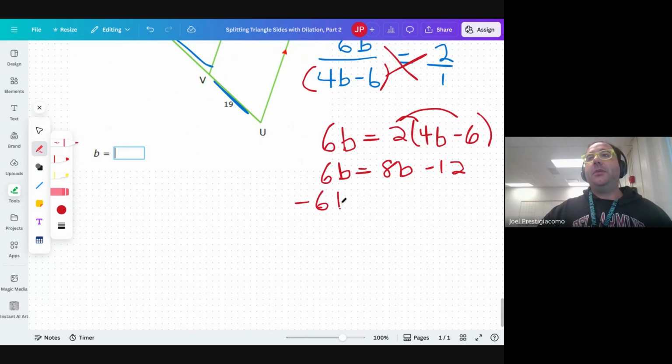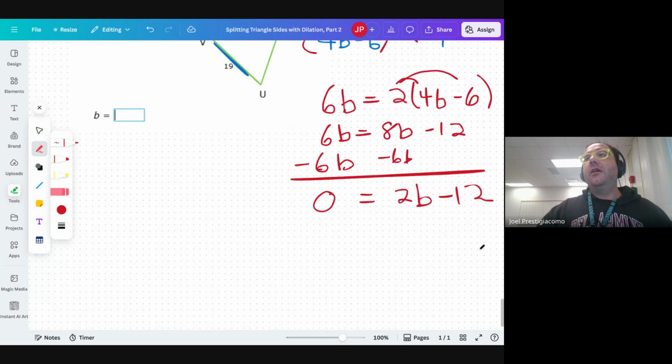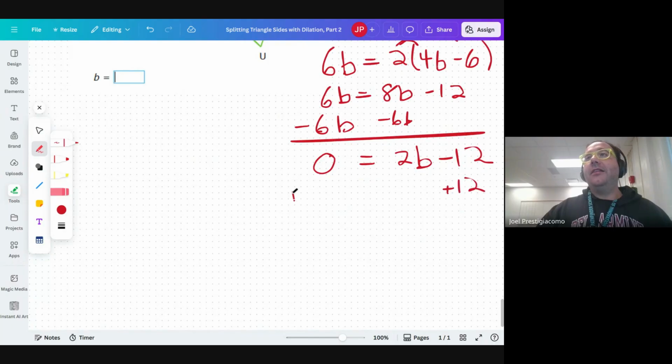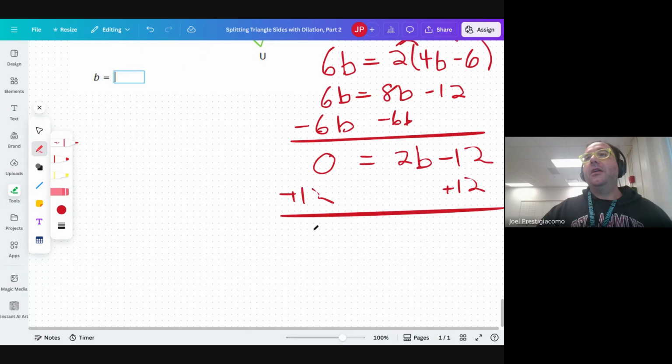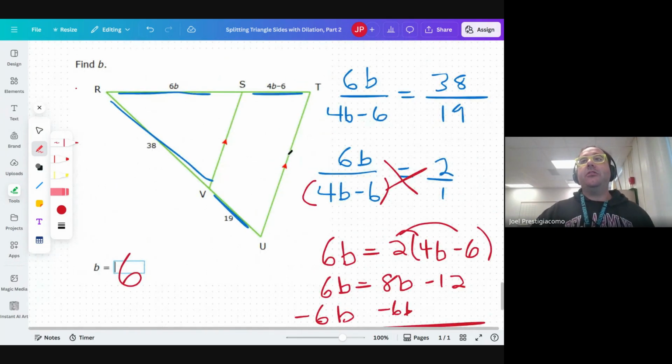I'm going to subtract 6b from both sides. This is going to make 0 equal to 2b minus 12. I'm then going to add 12 to both sides to get that out of the way. And we're going to get 12 equals 2b, which means that b is going to equal 6. This is a much more elaborate problem because we have to do quite a little bit of algebra here, but it's the same setup. We set 2 equations equal to each other and go from there.